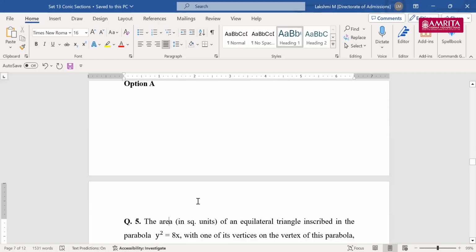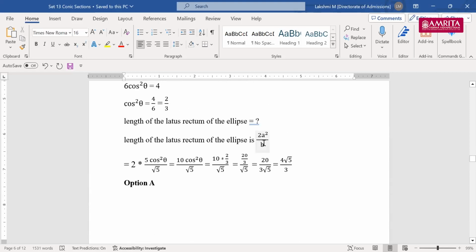Now the latus rectum, the equation is something like 2a square by b. So this is 5 into cos square theta and this is root 5. Just substitute it, and cos square theta is 2 by 3. Substitute for that and you'll get the answer.